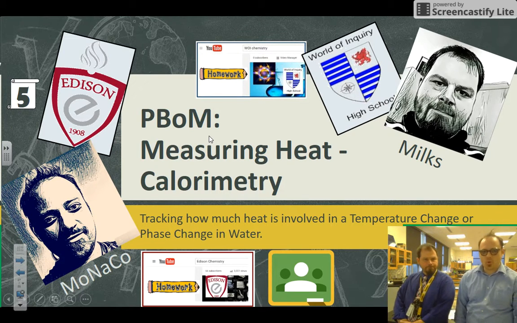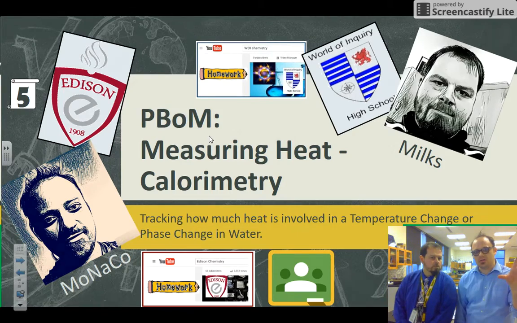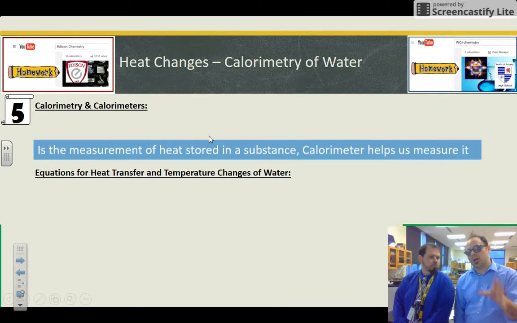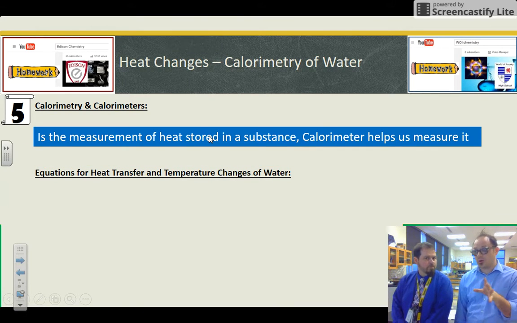Video 5. We're going to track how much heat is involved in changes in temperature and phase changes. We're going to go through the notes quickly because we want to spend time doing the calculations for you, so that you have a good example to follow.